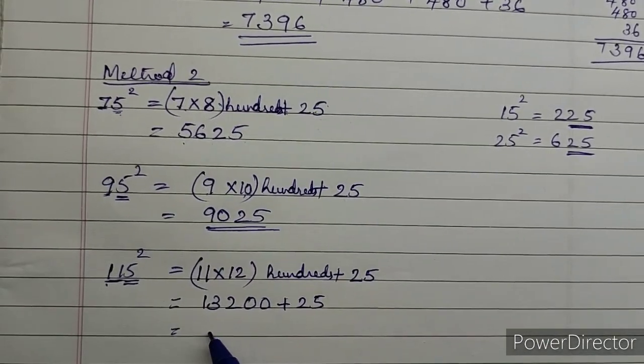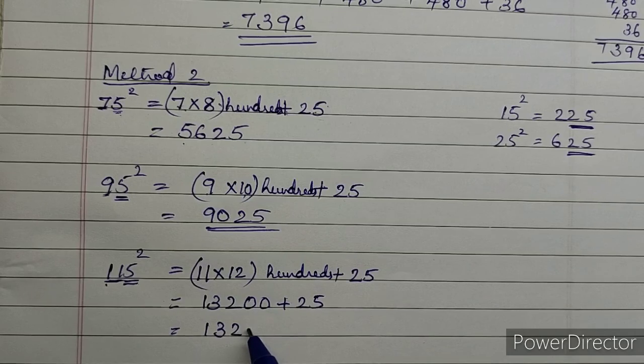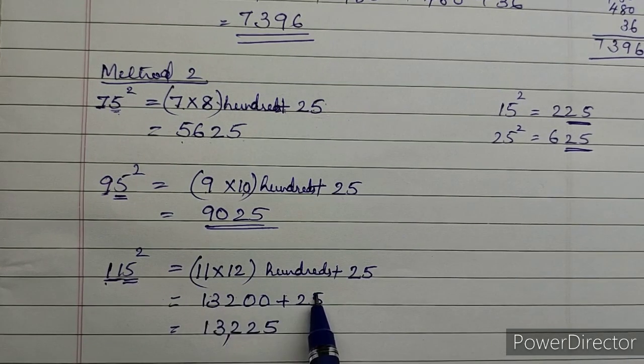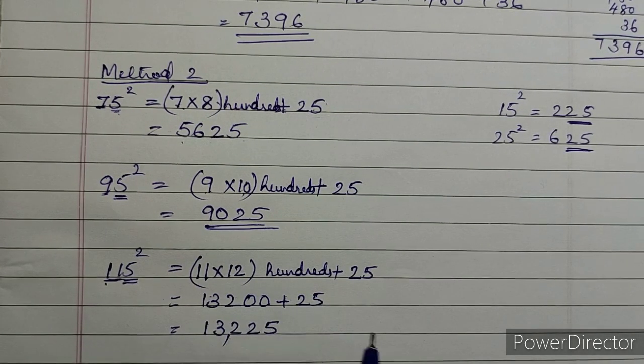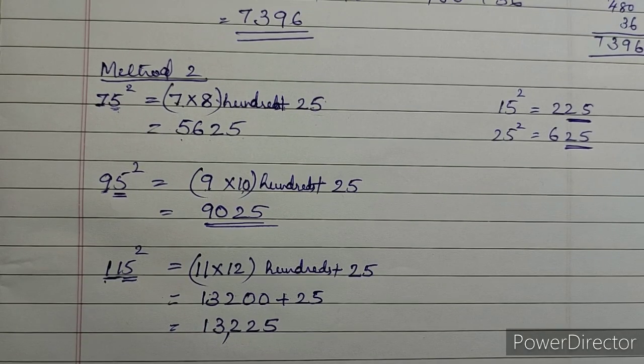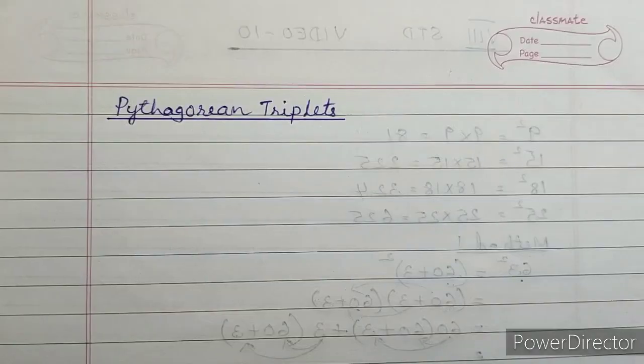That is equal to 13,225. This step you can avoid it, directly you can write. So 13,225 will be the square of 115. So hope you understood, children. So we will pass on to the next topic.